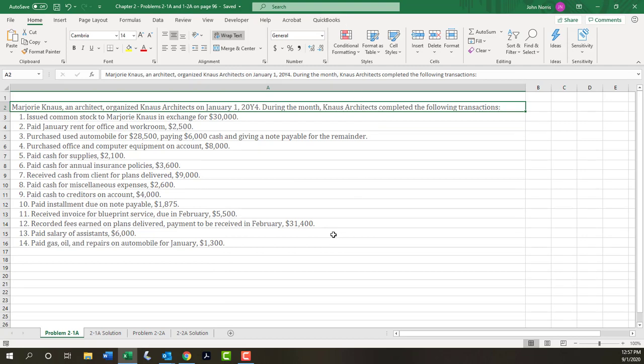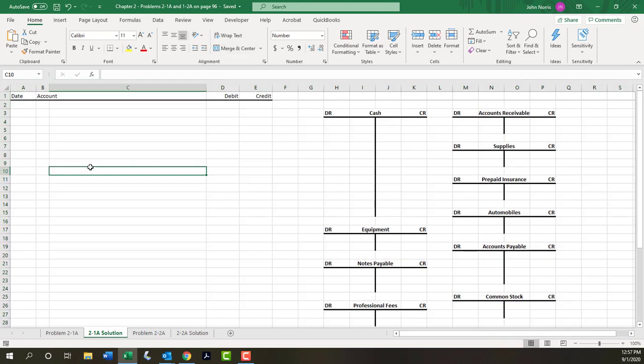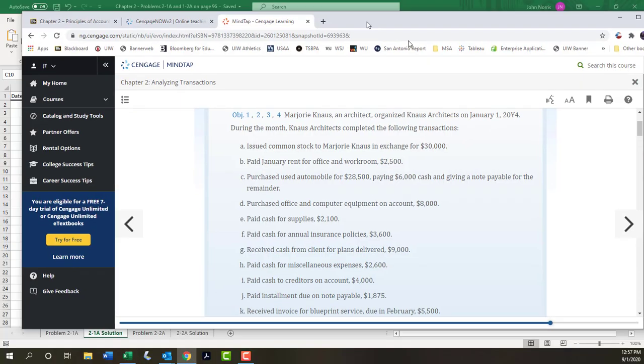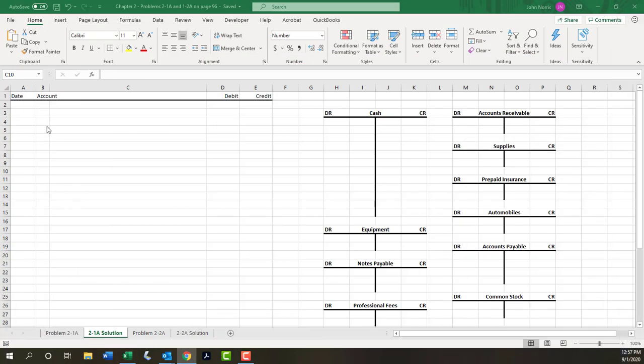So I once again have the problem copied into an Excel spreadsheet that I will post under the new recordings folder in chapter 2. And then I have a sheet set up with both a ledger page to record the debit and credit, and I also have T accounts set up for all of the accounts. So let's get started.